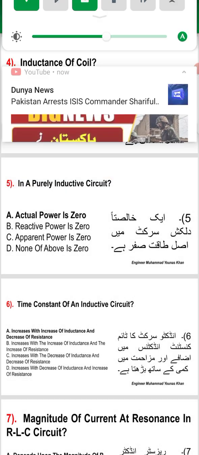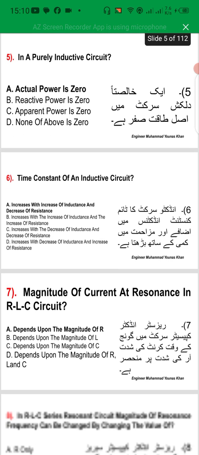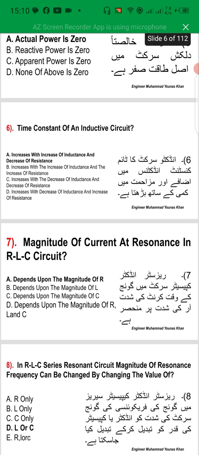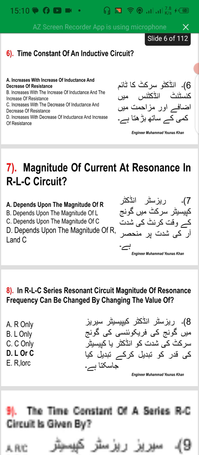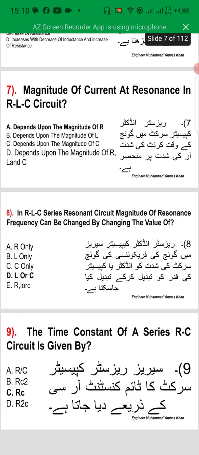Inductive reactance of a coil increases with increase in supply frequency. In a purely inductive circuit, actual power is zero. Time constant of an inductive circuit increases with increase of inductance and decrease of resistance.